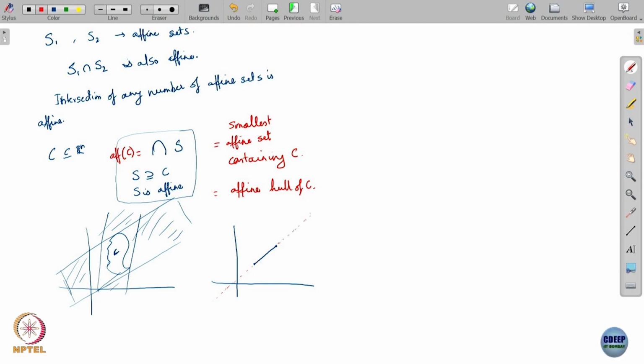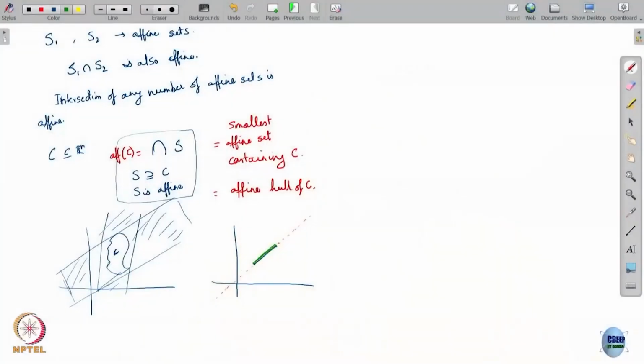Now, suppose instead of this being a line segment, it was not a line, but say a pipe like this with some slight thickness. So it's now actually a rectangle. Now, what is the affine hull of this?